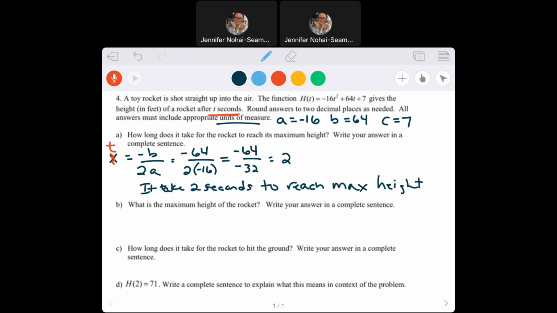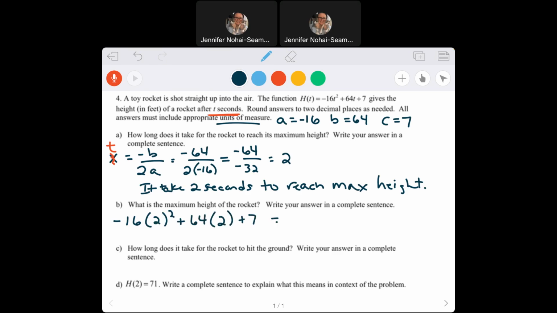Now, in turn, part B asks us what is the height? So what is the h of t? What's the height at 2 seconds? That's the other coordinate of the vertex. So we're going to take that 2 that we just found and plug it back into the equation, just like this.